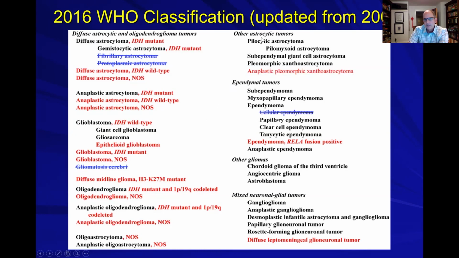Moving over to the right, here are some more astrocytic or glioma tumors, like the pilocytic astrocytomas, subependymomas, giant cell astrocytomas, pleomorphic xanthoastrocytomas. Ependymal tumors are on this list. We're not going to talk about those, but just keep that in mind. Other gliomas include these choroid gliomas and a few other odd ones. And then there's a list of mixed neuronal and glial tumors. So the bulk of these gliomas are here on the left, and that's really what we'll focus on just for this lecture.